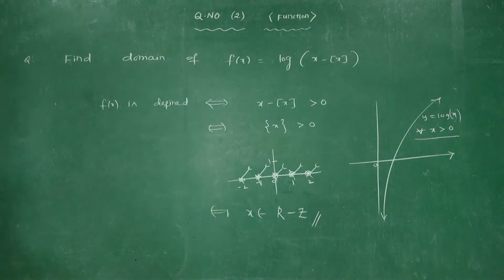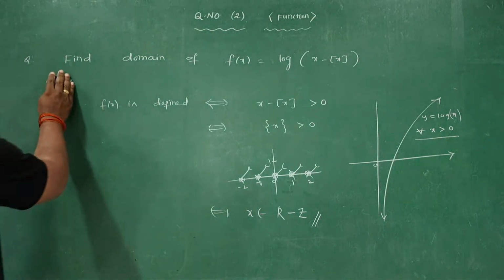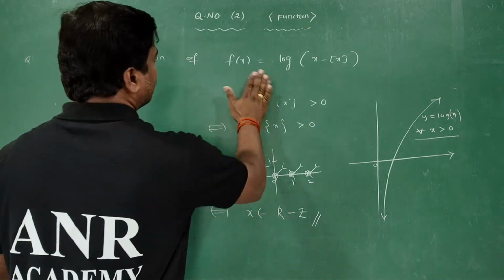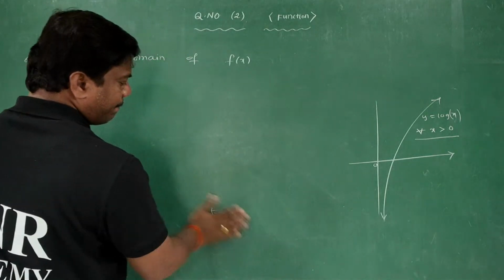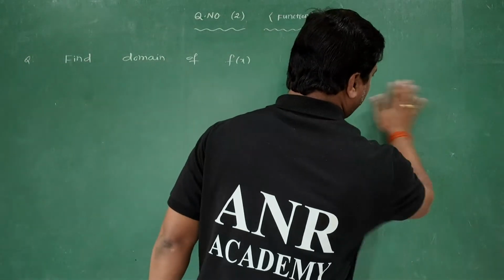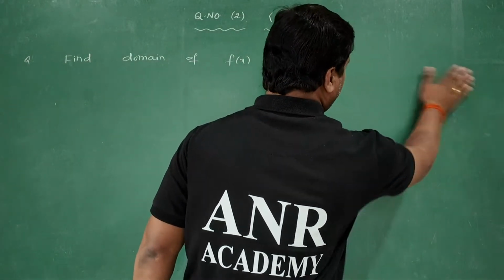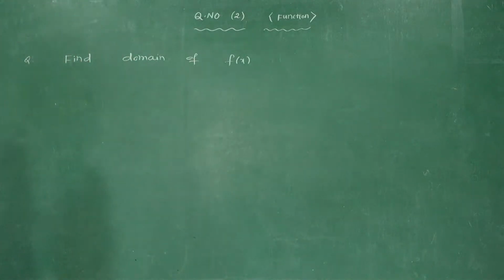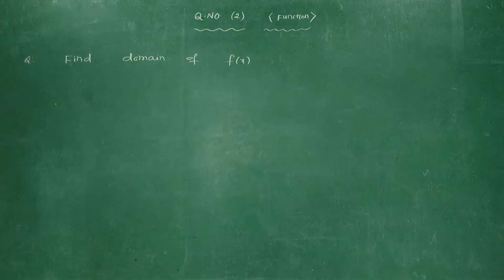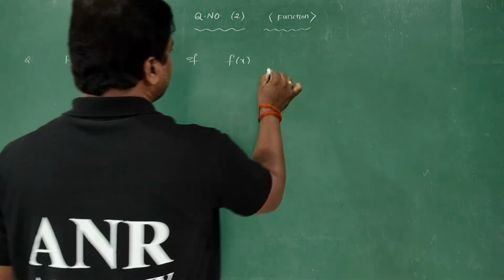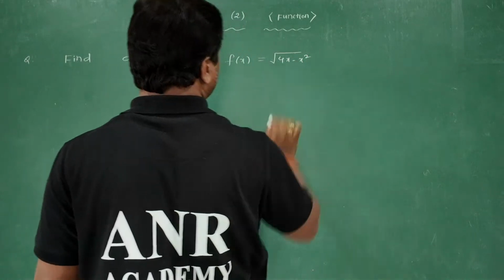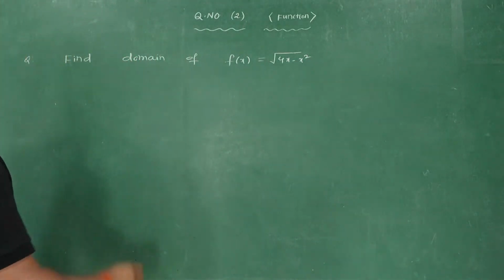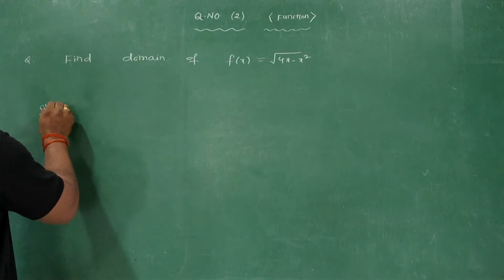Let us go for the next one. Next question, find the domain of the function f of x equal to root over 4x minus x square. 2 marks question.